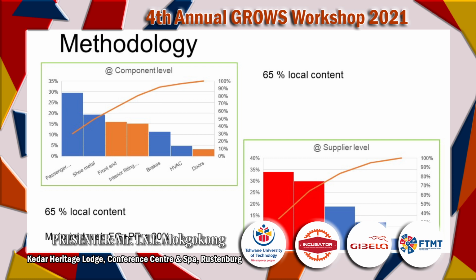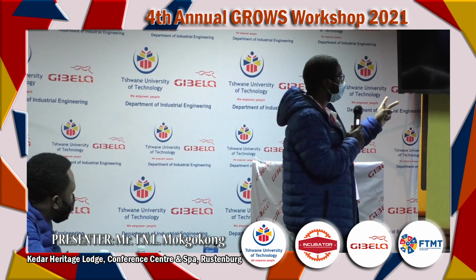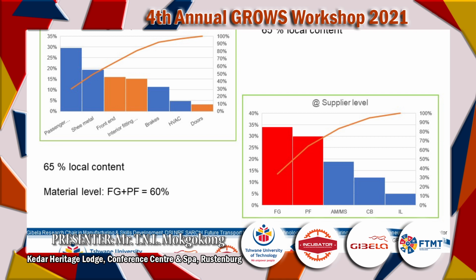So we did two Paretos. We did one at the component level to see which components are giving problems, and another one at the supplier level. The one in red is the supplier. If you look at those two suppliers, they contribute 60% of the problem. But if you look at the components there, this is where the study is, at the conceptualizing stage.